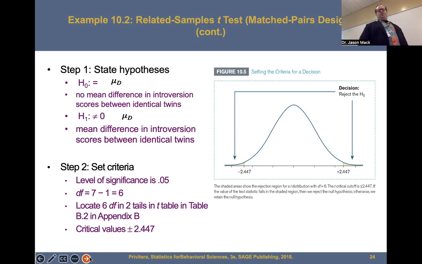So we're going to locate 6 degrees of freedom, two tails in table T in Appendix B, and you should be able to find the critical value of 2.447. Everyone find that okay? We're literally going to be practicing this today.